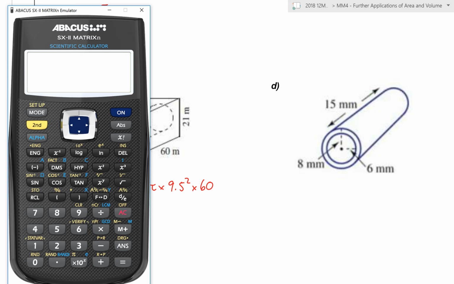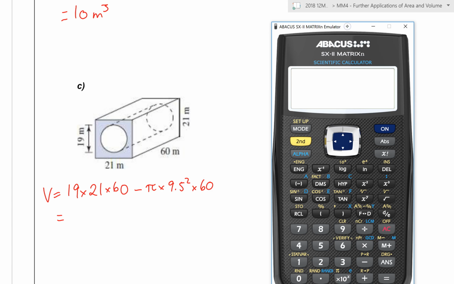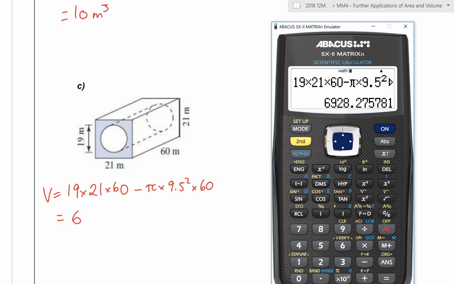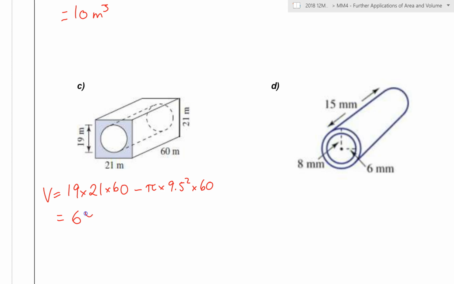Where's my calculator? Here it is. So 19 times 21 times 60, minus pi times 9.5 squared times 60 equals 6,928 cubic meters.